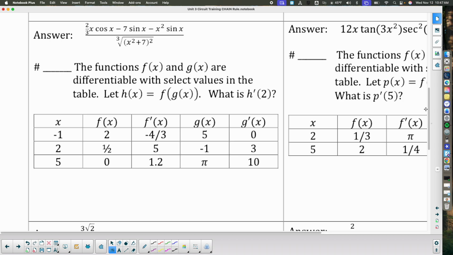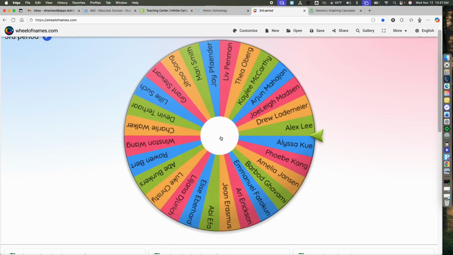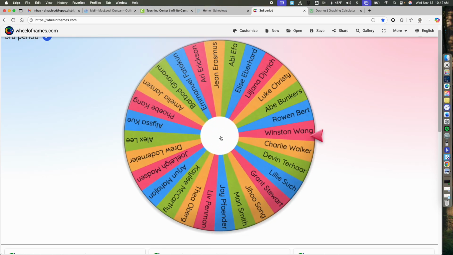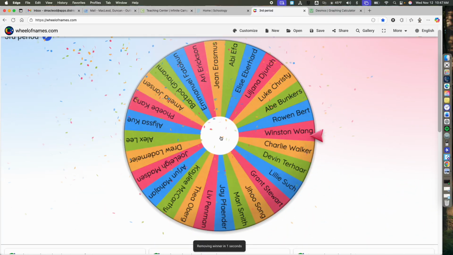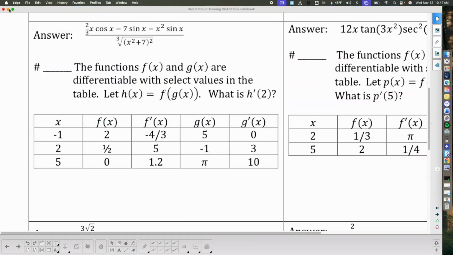Okay, table 1. It says let h equal f of g of x. This is pretty much the only part of this that runs into difficulty. Winston, when we have f of g of x, what's considered the inside and outside? G of x is inside. Perfect. G of x is considered the inside, f is the outside.